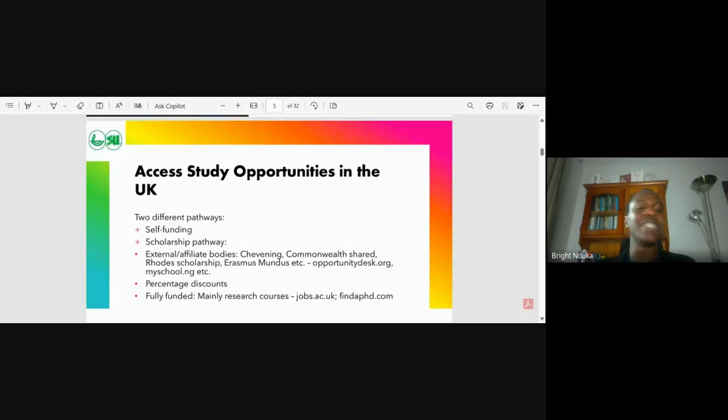Okay, so the next one is the part that we may all want to start looking at, which is the scholarship pathway. I chose to divide the scholarship pathway into 3 segments because this is how it's obtainable in the UK, which is different in the US and Europe, which we'll be looking at later on. So the first one is securing scholarship funding from external or affiliate bodies, such as Chevening. Most of us must have heard about the Chevening scholarship. Chevening is not a university that offers it. Chevening is an affiliate body that affiliates with universities in the UK, such that you are able to get that scholarship, and then you are able to attend these universities.